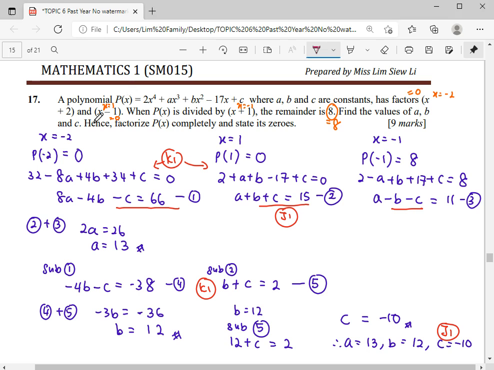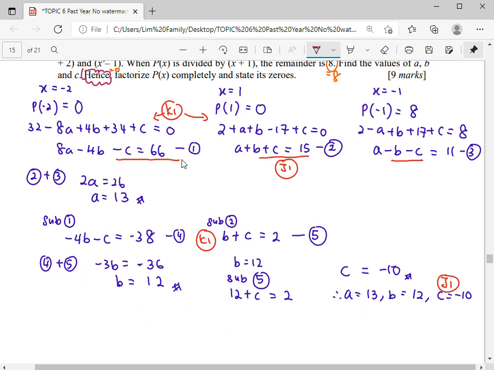So you look at, they say hence. When it says hence, it means we have to use our information from before. This is our information that we have in the first part here, A, B, C. So use this A, B, C. We have to factorize this polynomial completely and take out the zeros. So we have to factorize it. How to factorize it? We divide by its factor. So when you divide by its factors, you can get other factors. So I take the polynomial first. Our polynomial here.